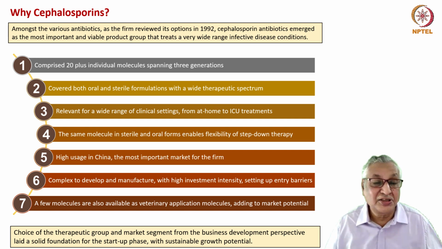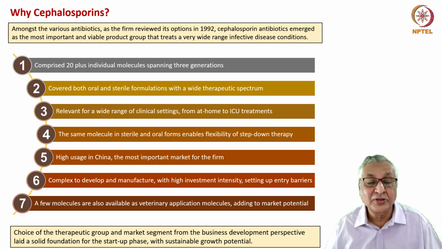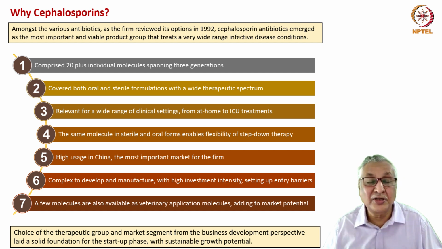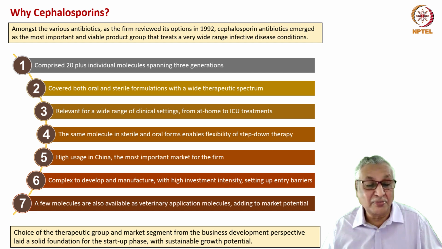As I mentioned earlier, the cephalosporin antibiotics have high usage in China, the most important market for the firm. These are complex to develop and even more complex to manufacture, with high investment intensity, setting up entry barriers. Manufacture requires a very high grade of complex utilities. The utility costs in a cephalosporin antibiotic facility would probably be higher than the manufacturing facility cost. That is the kind of utility requirements that exist in cephalosporin antibiotic manufacture. A few molecules are also available as veterinary application molecules, adding further to the market potential.